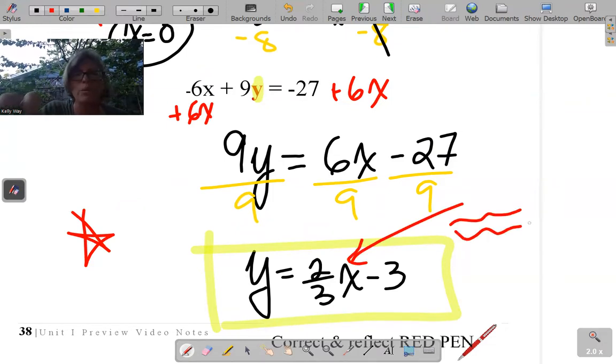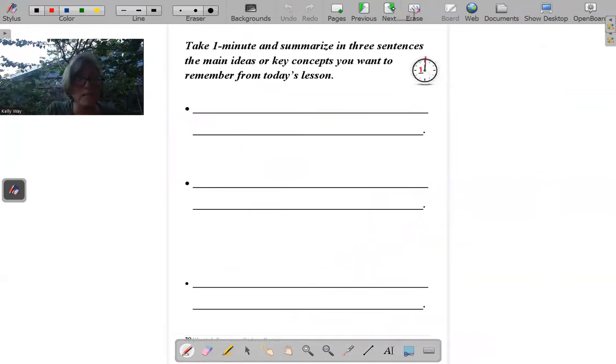What are you going to remember? I expect you to summarize what are the main components of this lesson in your own words that you want to remember.